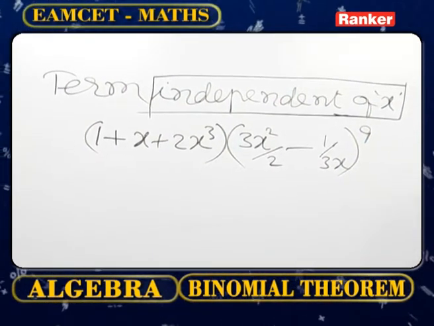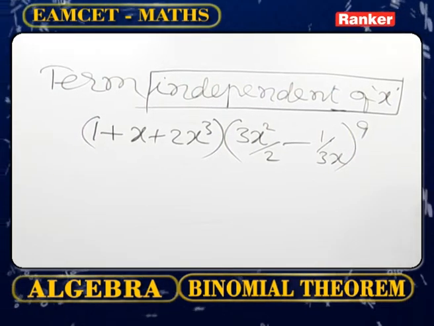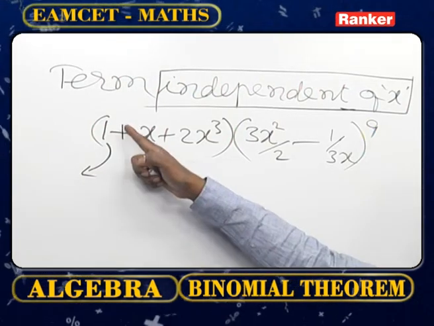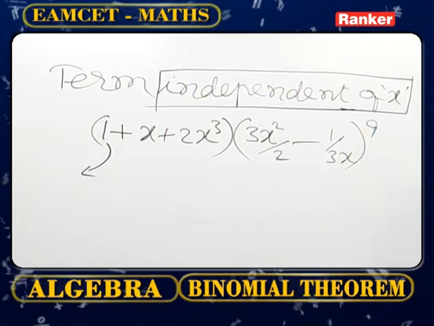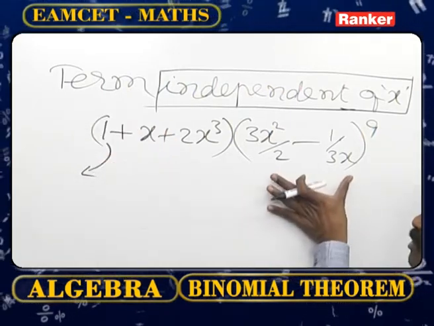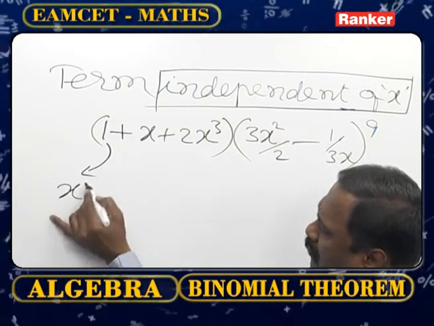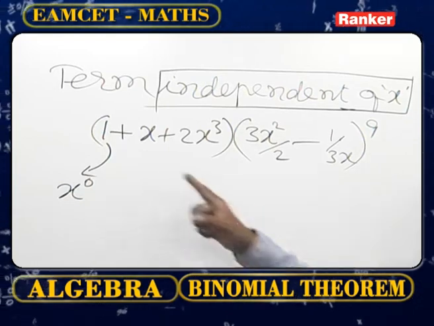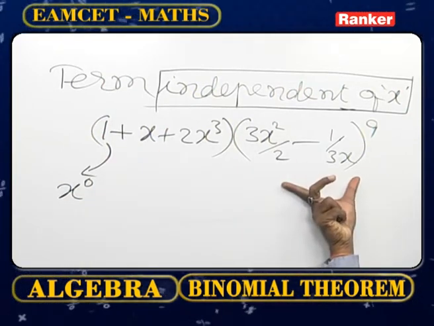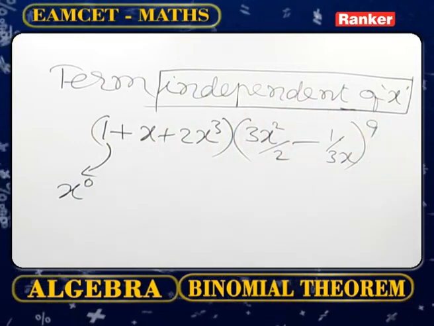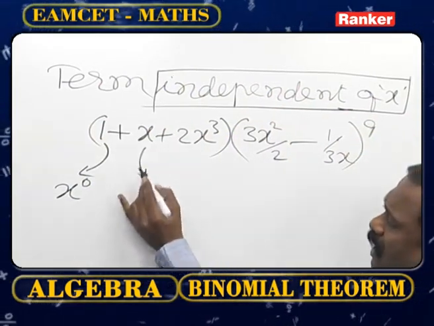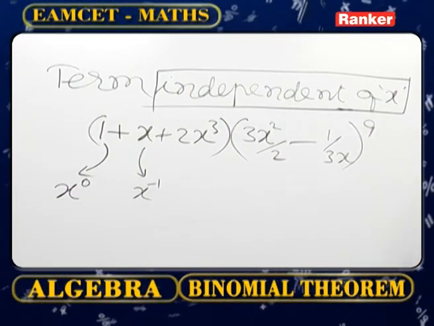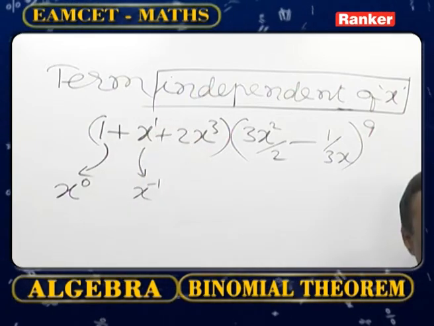So your thinking must be like this. This 1 is a constant, so it must multiply a constant term in the expansion, whose power is x power 0, which is 1. Then only it remains independent of x. And this x must multiply x power minus 1. Understand that clearly: x power minus 1 plus 1 becomes x power 0, which is 1.